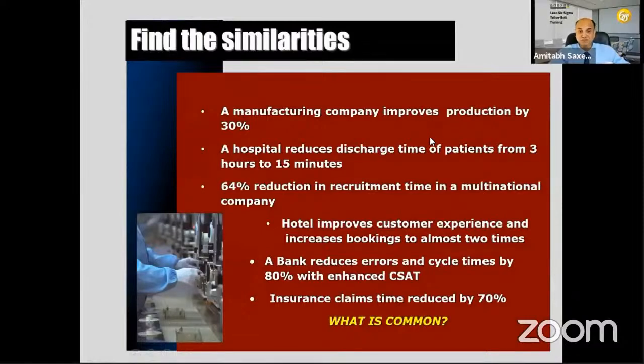A manufacturing company improves production by 30%. A hospital reduces discharge time of patients from 3 hours to 15 minutes. 64% reduction in recruitment time in a multinational company. A hotel improves customer experience and increases bookings to almost 2 times. A bank reduces errors and cycle times by 80%. Can you please tell me what are the similarities?